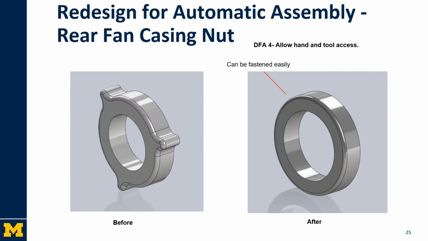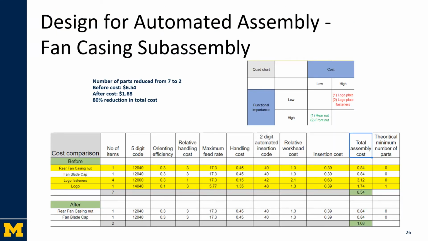The second part was rear fan casing nut, which was designed from the shape on the left to the shape on the right, which is circular, to allow a hand and tool access. Finally, we have reduced the number of parts from 7 to 2, and we have around 80% reduction in the total cost, which is from $6.5 to $1.6.